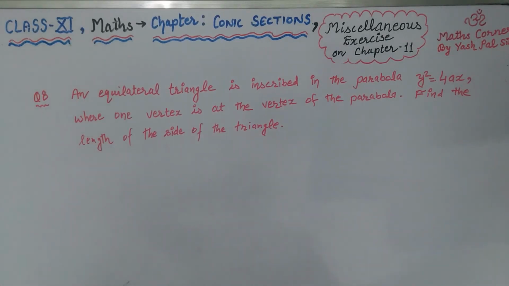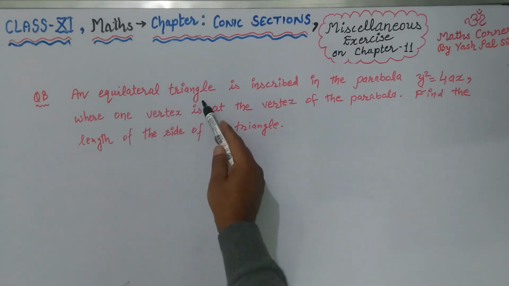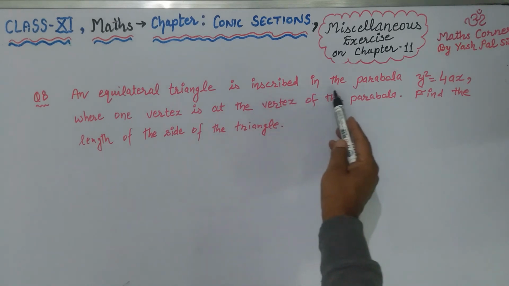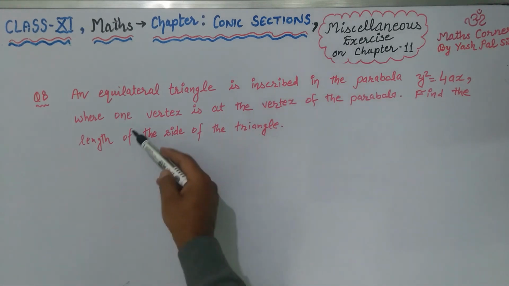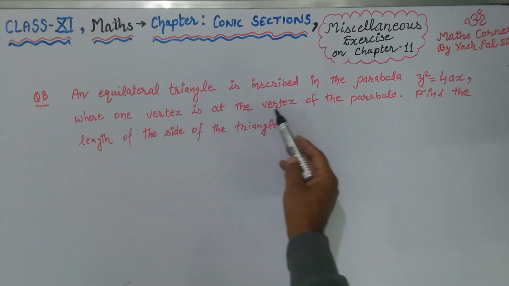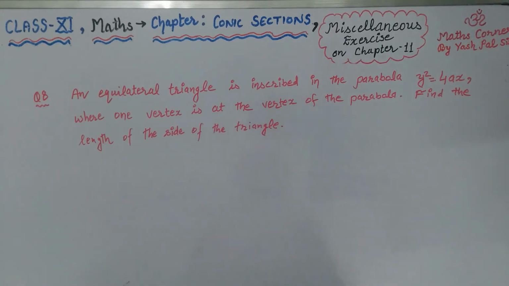Now the last question of the exercise, question number 8. An equilateral triangle is inscribed in the parabola y square is equal to 4ax, where one vertex is at the vertex of the parabola. Find the length of the side of the triangle. Each side is equal in the case of an equilateral triangle.